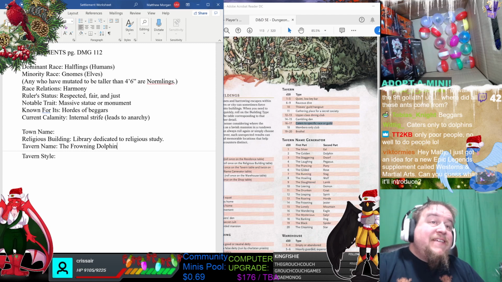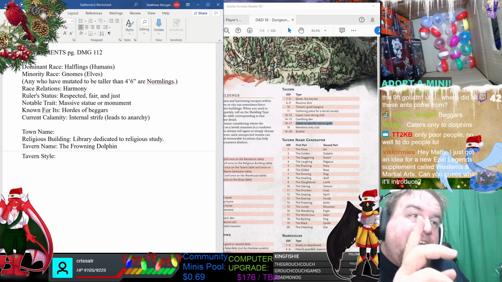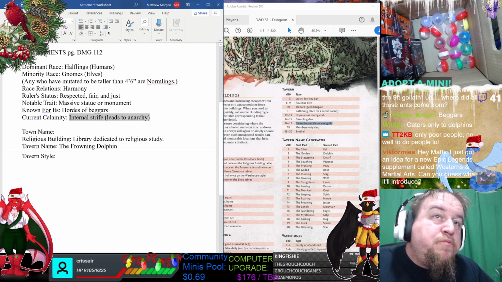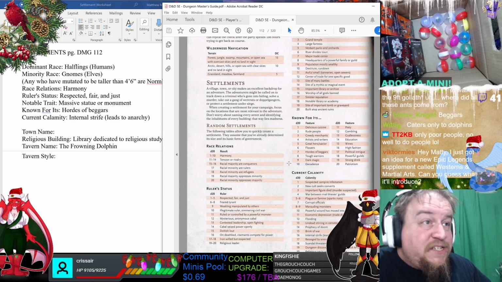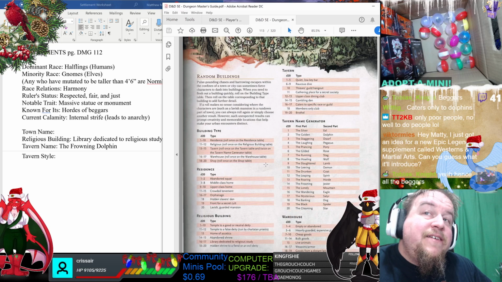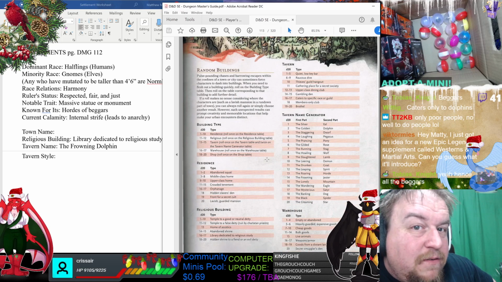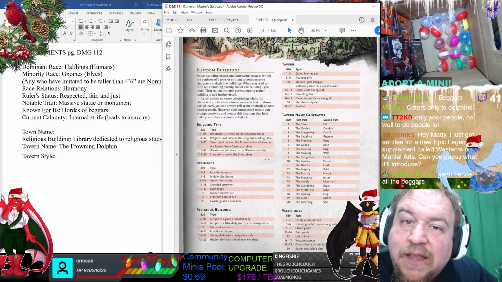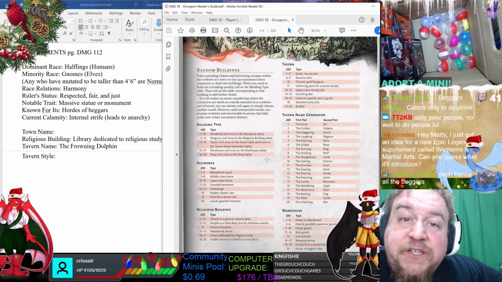Oh, TT says, well, wouldn't that be interesting, TT? Because there is some brewing internal strife, as we've determined, as we're building our settlement. What if the Frowning Dolphin is the place where the poor folk gather to whisper, gather to plan, gather to raise their cups for what will happen soon.